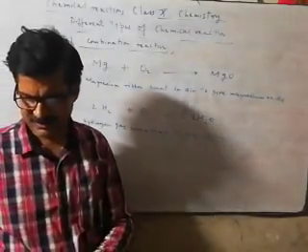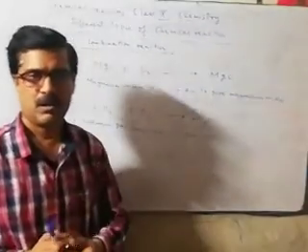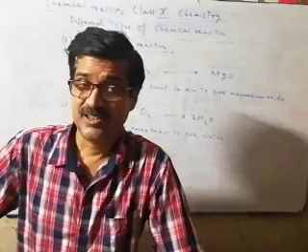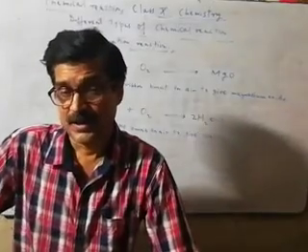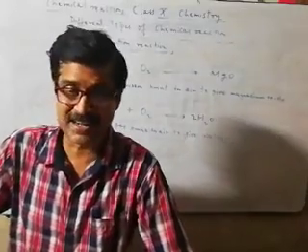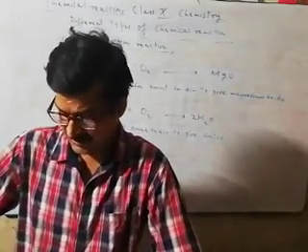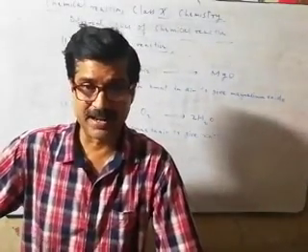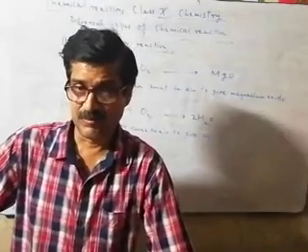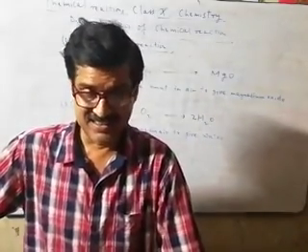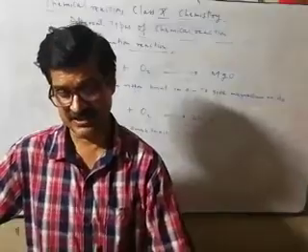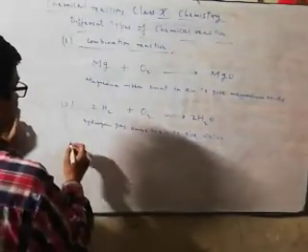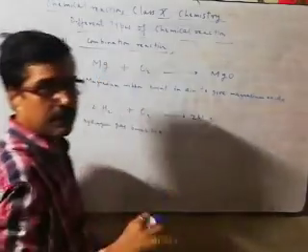Okay, another combination reaction, ammonia. You know, ammonium chloride is a very important compound, NH4Cl. How do we obtain ammonium chloride? Actually, ammonium chloride is obtained when ammonia gas reacts with hydrochloric acid. When ammonia gas reacts with hydrochloric acid, we get ammonium chloride. So we are writing here the third example of combination reaction.